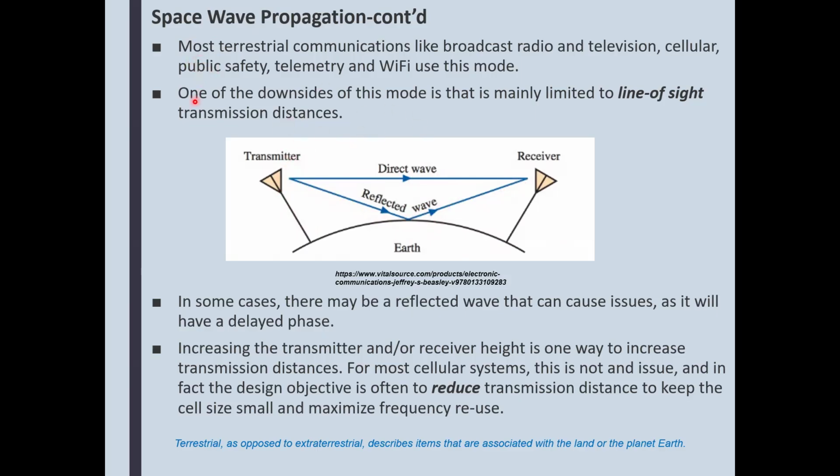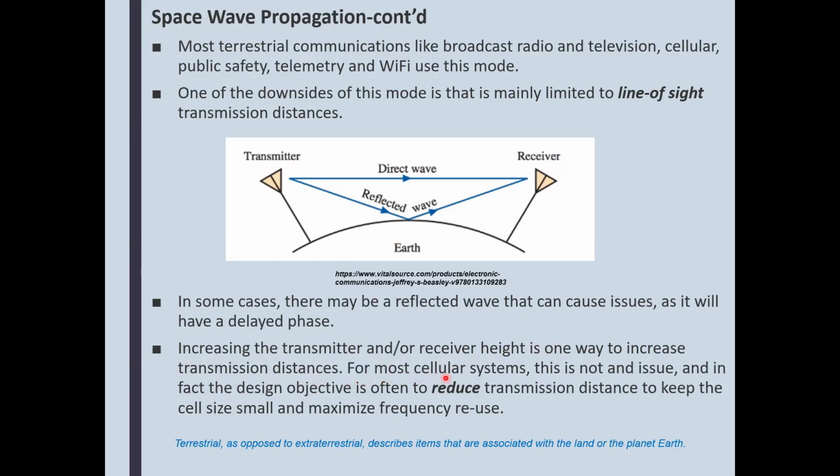Okay, so one of the downsides is that it's mainly line of sight. In some cases, there might be a reflected wave that can cause issues, which is what I just talked about, as it will have delayed phase, echoing, ghosting. Increasing the transmitter and or receiving height is one way to increase the transmission distances. So height is important.